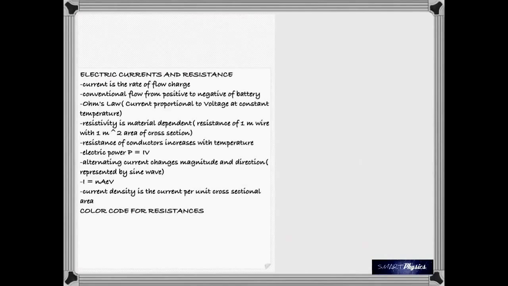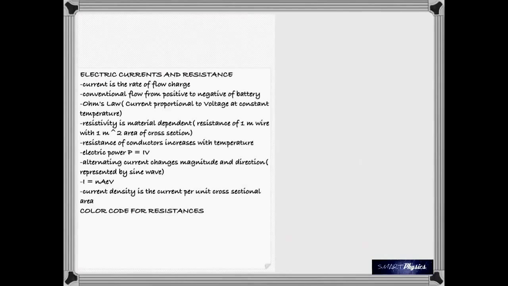What is the difference between direct current and alternating current? Direct currents have a constant magnitude and flow in the same direction. Alternating currents change both magnitude and direction continuously. And alternating currents are represented by a sine wave.